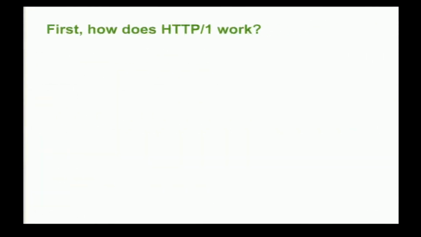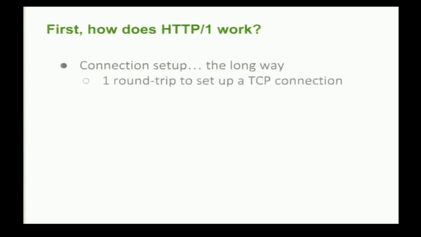So how does HTTP 1 do this? How does HTTP 1 transfer these objects between a client and a server? Well, first, you need connection set up between the client and the server. What do I mean by connection setup? It's one round trip to set up a TCP connection, and about 2 round trips to set up a TLS connection, if you're doing 1.2.